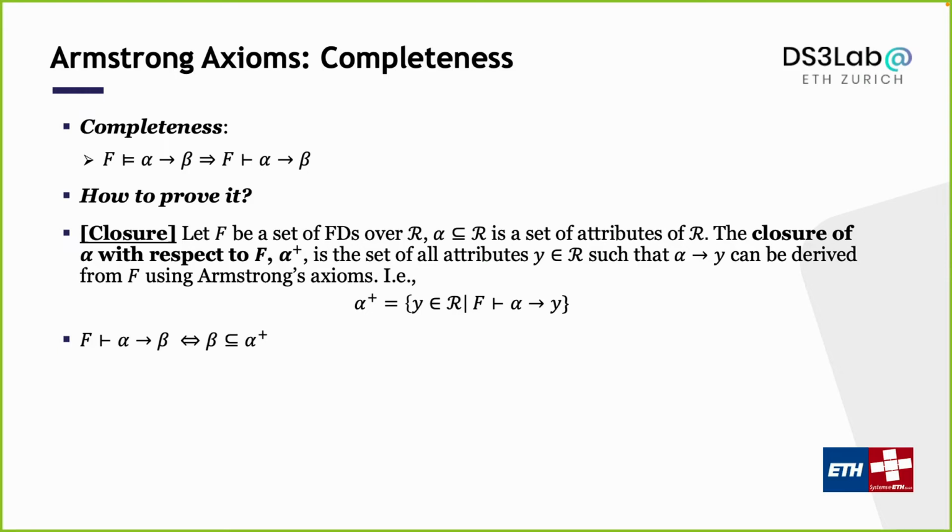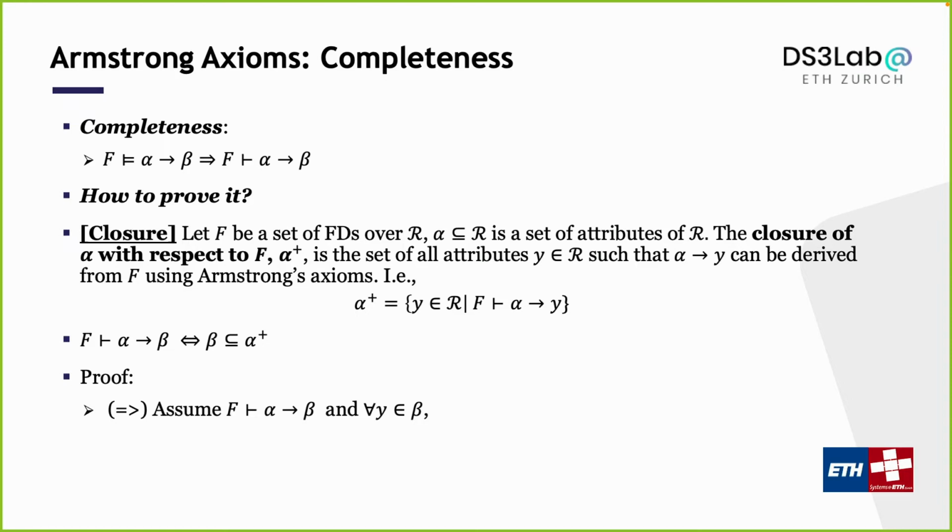Once you have this, the following is true. That is, if I can derive, syntactically applying those inference rules, alpha to beta from f, then that's equivalent to saying beta is a subset of the closure of alpha with respect to f. This holds. So let's try to think about it. To prove this is actually kind of simple. Let's try to prove from the left-hand side to the right-hand side. So what should we do?